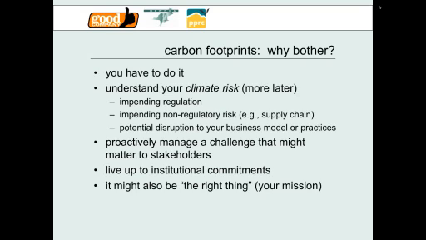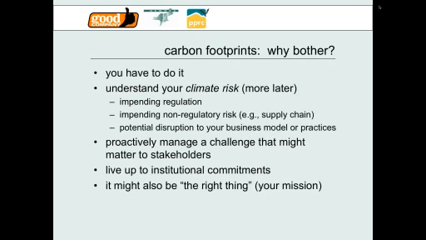The other reason you might do it is to understand this climate risk. Again, we'll allude to this a little bit later, but impending regulation or impending non-regulatory risk like the supply chain, you might just want to know these things from a risk management standpoint. That's certainly the case for many of my clients.